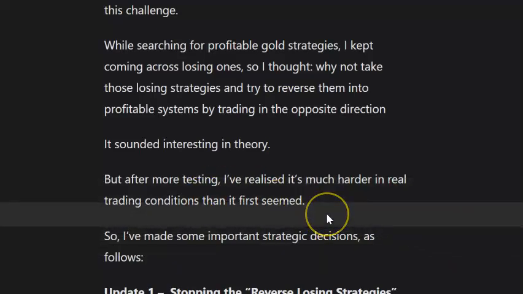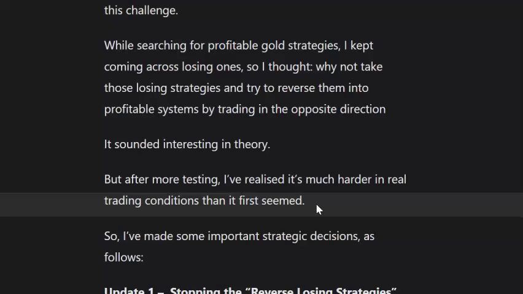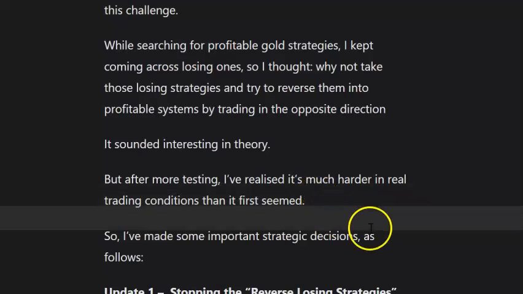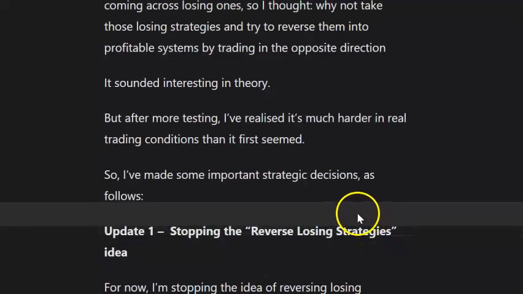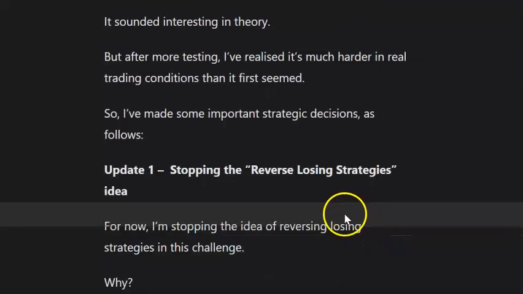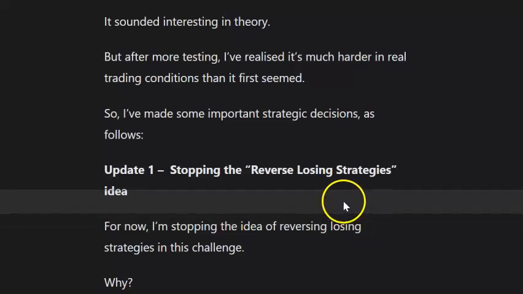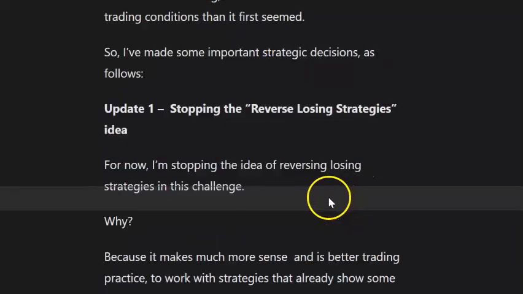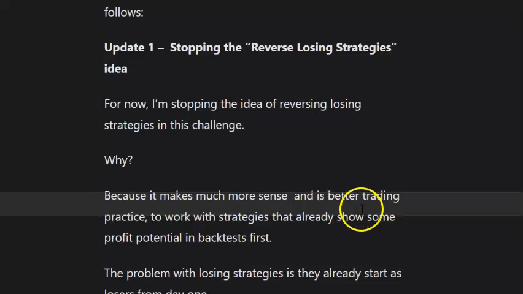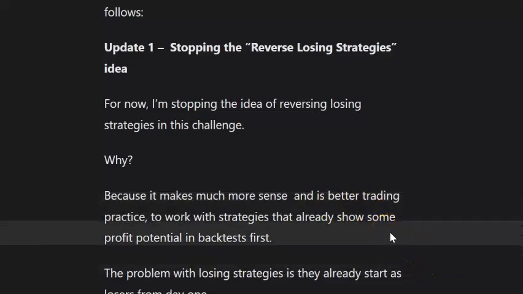It sounded nice in theory and backtest, but in reality, when it comes to live market conditions, it's different to what you see in the backtest. So I've made some strategic decisions. Update number one is that I'm going to stop the reverse losing strategies approach, for now anyway, because it makes much more sense to practice good trading with strategies that already show some profit potential in the backtest first.